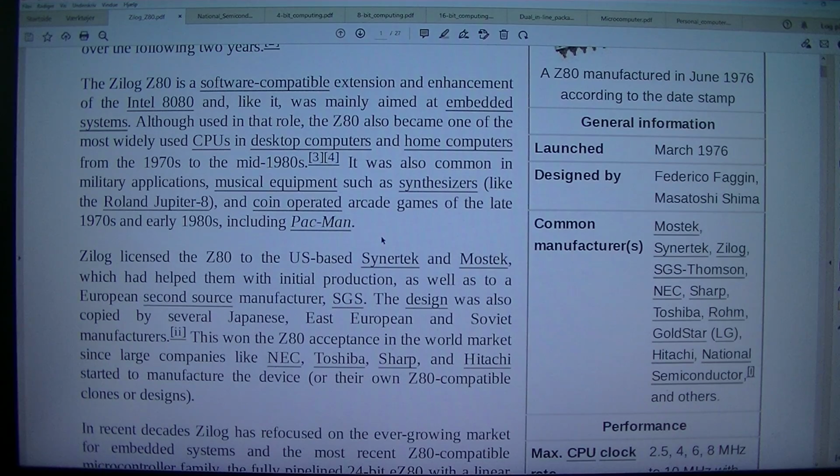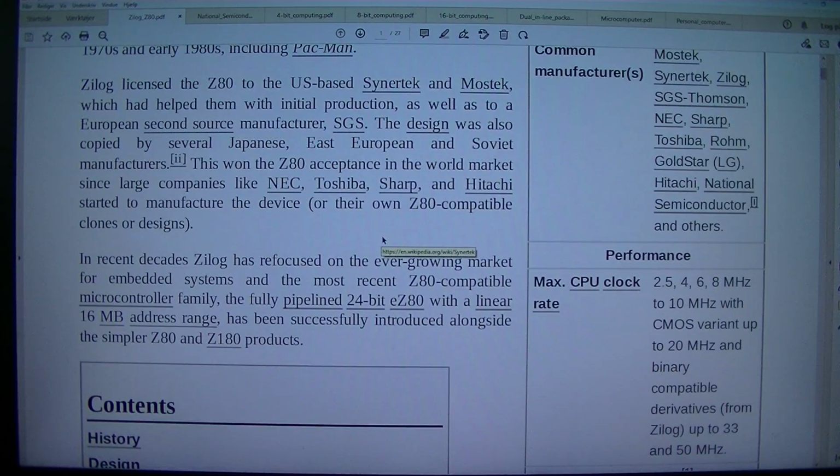Including Pac-Man. Zilog licensed the Z80 to the US-based Synertek and Mostek, which had helped them with initial production, as well as to a European second source manufacturer, SGS. The design was also copied by several Japanese, East European and Soviet manufacturers. This won the Z80 acceptance in the world market, since large companies like NEC, Toshiba, Sharp, and Hitachi started to manufacture the device, or their own Z80 compatible clones or designs.